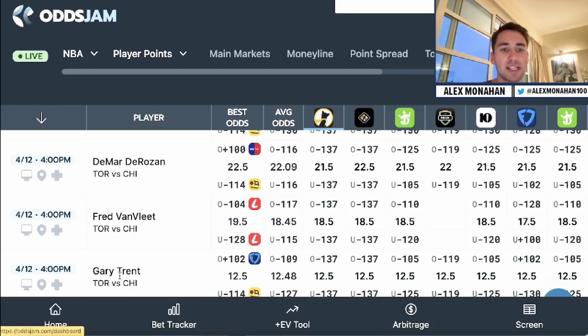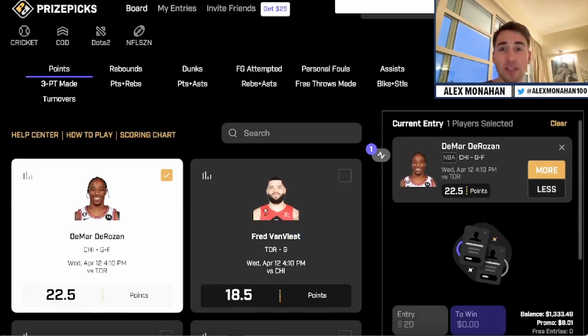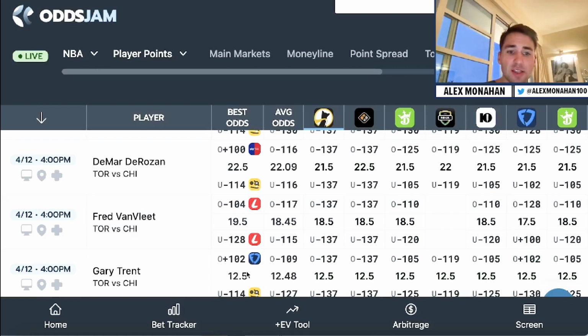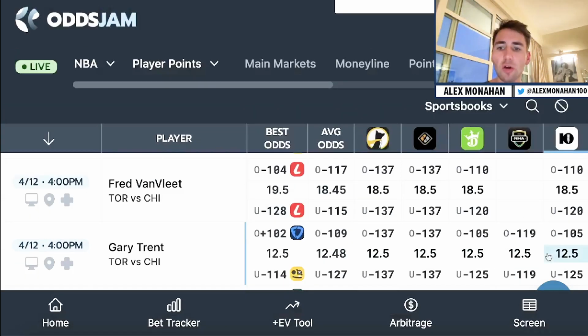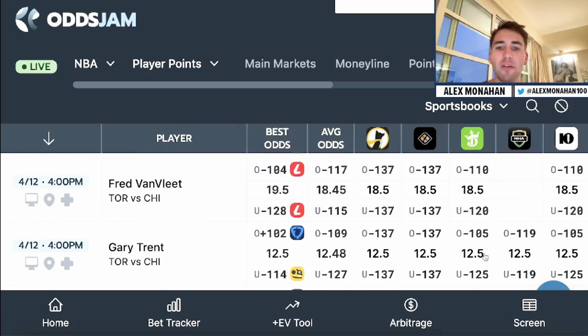So what you're going to notice is for Gary Trent, so this is an NBA game tomorrow, we have the Bulls versus the Raptors, all of the sportsbooks have Gary Trent's line at 12.5 points. The average line, the average odds are right here. So all sportsbooks, right, you can scan through the entire market. Every single sportsbook has Gary Trent's line at 12.5 points. There's no discrepancies in the market. There's no value. There's no sportsbook that's slipping up, right? So you don't want to touch this with a 10-foot pole.